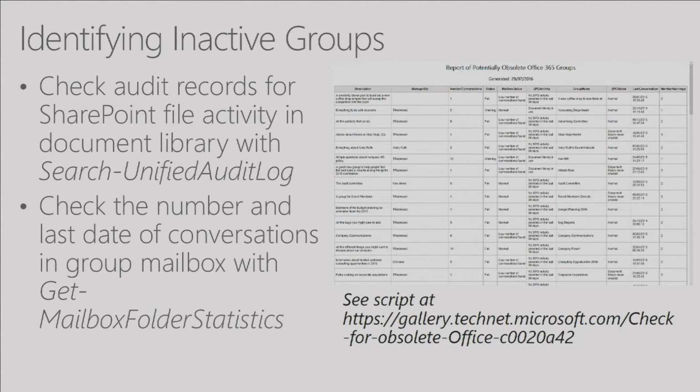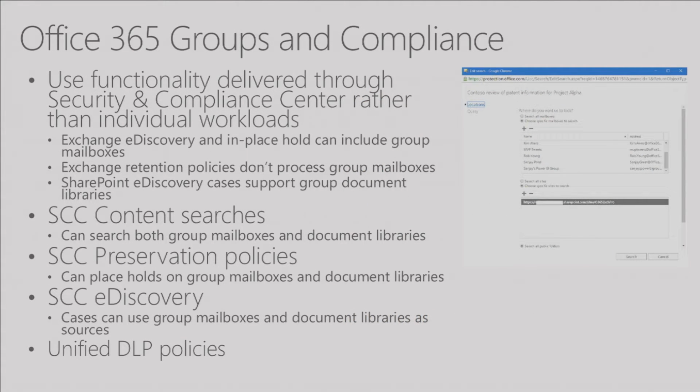And what the script does, it basically goes and checks the audit records for Office 365, finds out whether any SharePoint activity has occurred, and it goes and checks Exchange to see if any conversation activity occurred, and if not, it's an inactive group and we move forward. So that's the way it works. It's all very easy. In terms of compliance though, this is kind of important because we could start now assembling an awful lot of information in these groups, right? And you want to make sure that you're able to have a close eye on what happens.